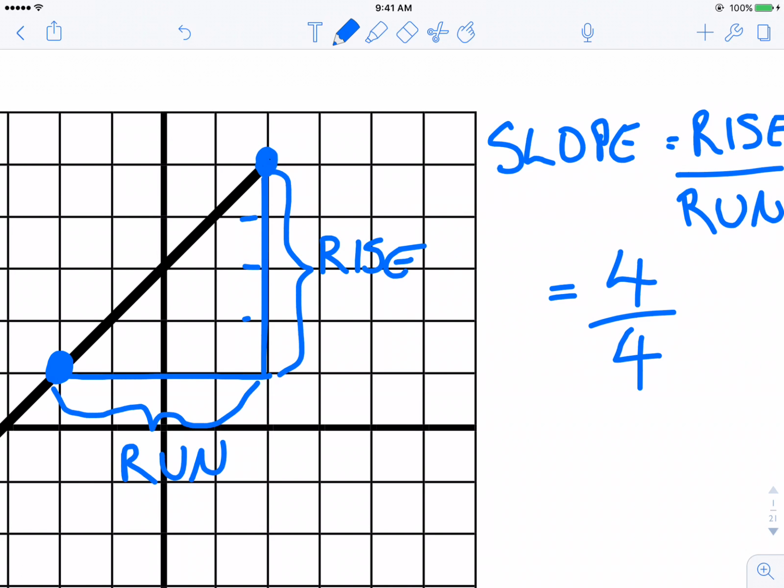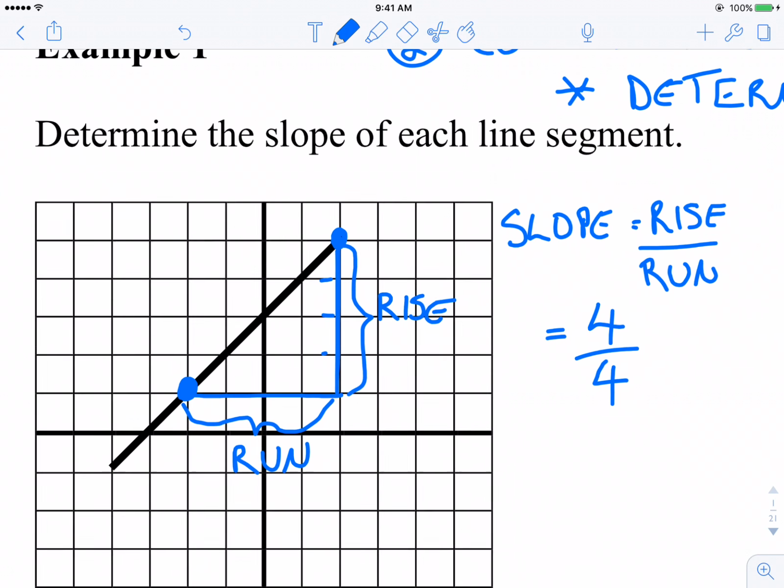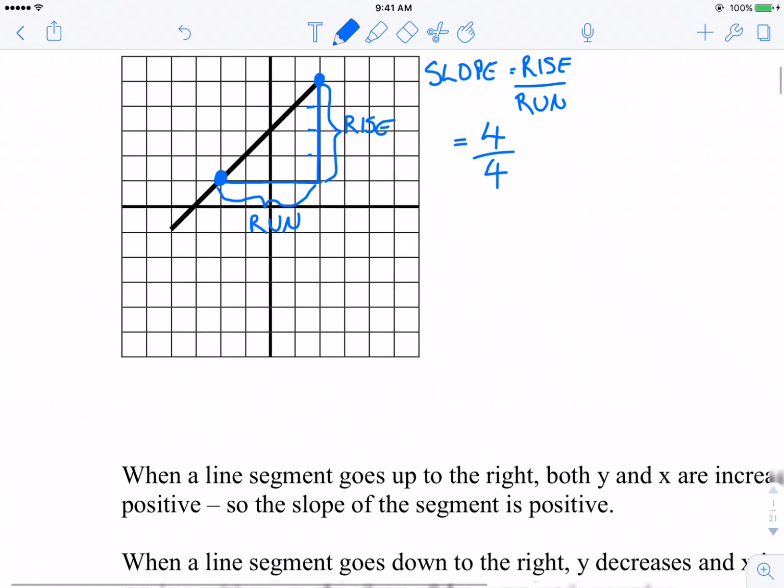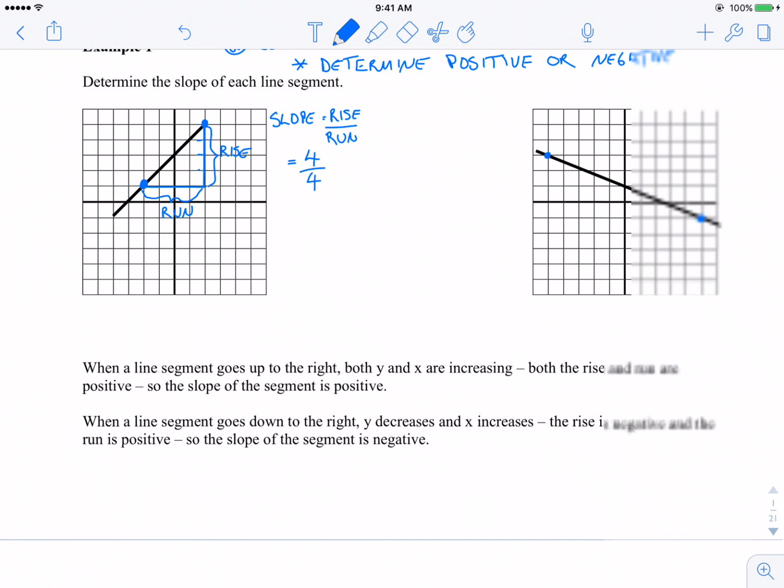Now, if you're counting your slope properly, you really shouldn't have to worry about positive and negatives. Because if I'm going up, I'm going to count positive. If I'm going down, I'm going to count negative. If I'm going right, I'm going to count positive. If I'm going left, I'm going to count negative. But just as a very quick ending, just to make sure that you did count things right, just look at your line. And the notes at the bottom here indicate a couple of rules that you should remember.